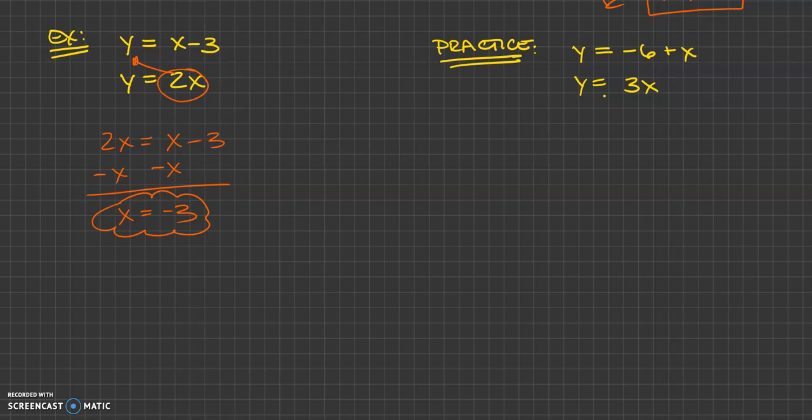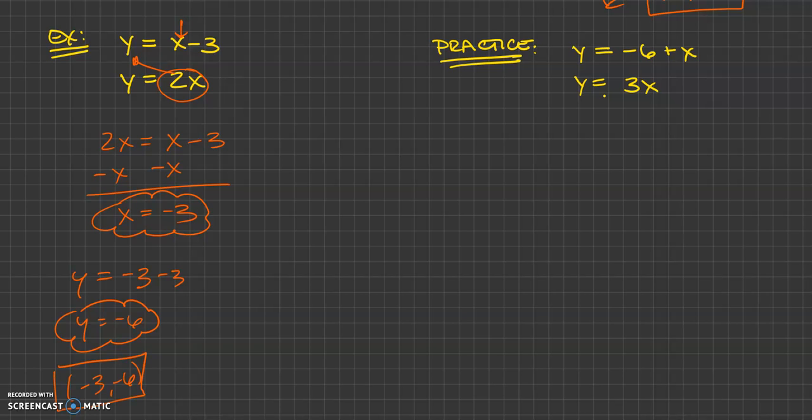Then I'm going to substitute again and say that y is equal to negative 3. Notice how I subbed that in for this x minus 3. So y is equal to negative 6. So my solution then is negative 3, negative 6.